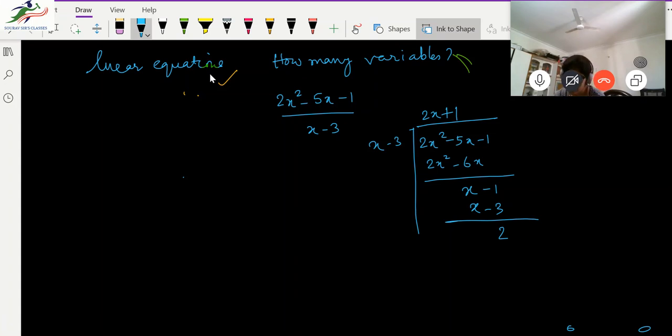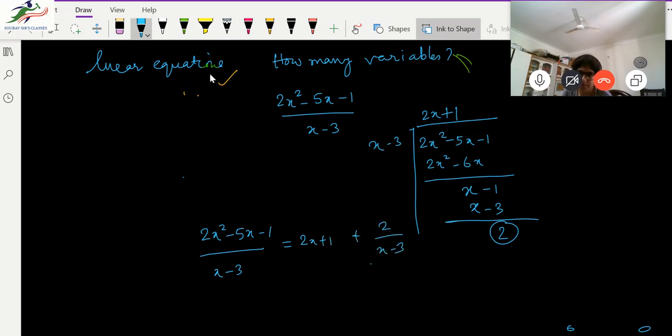How do we divide it further? We cannot. So it's the remainder. 2 is the remainder. So whenever you get a constant term, that becomes the remainder. So that means 2x square minus 5x minus 1 divided by x minus 3 will be equal to 2x plus 1 plus 2 by x minus 3.